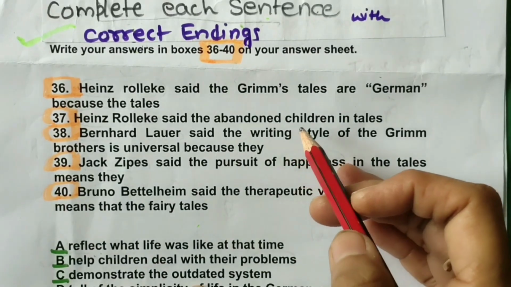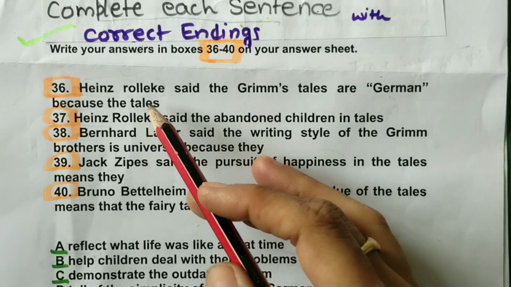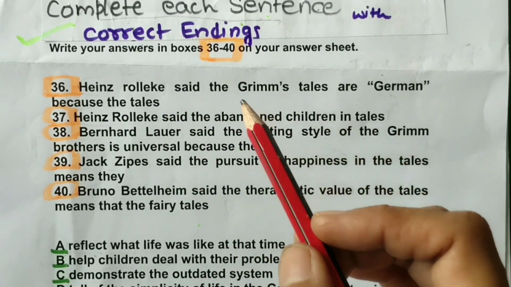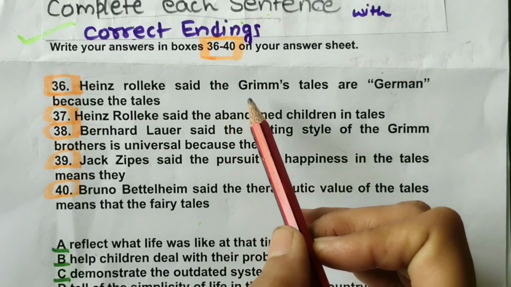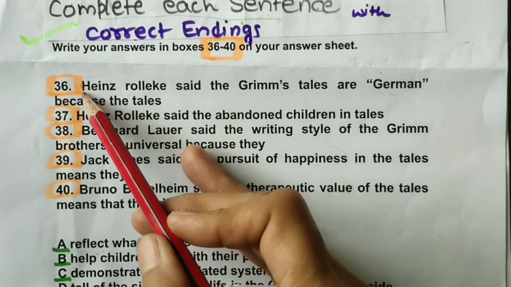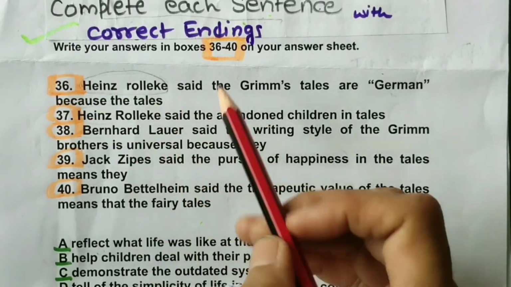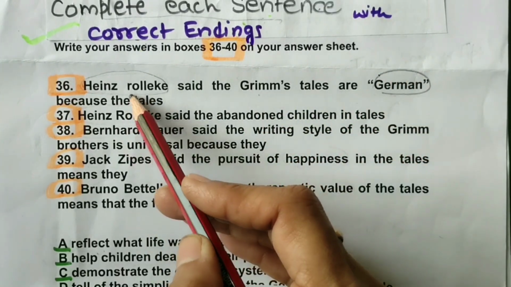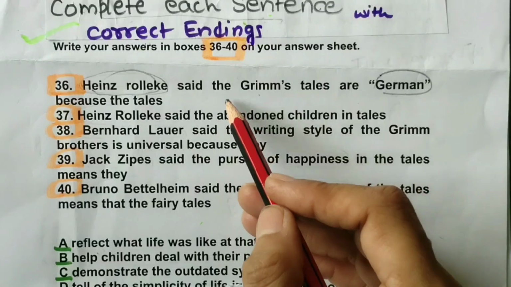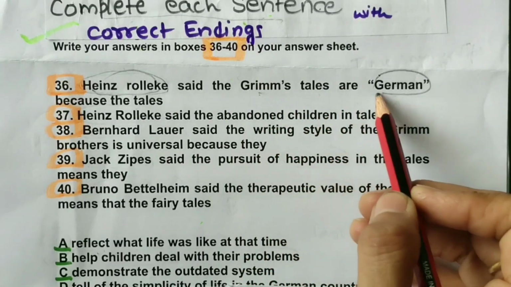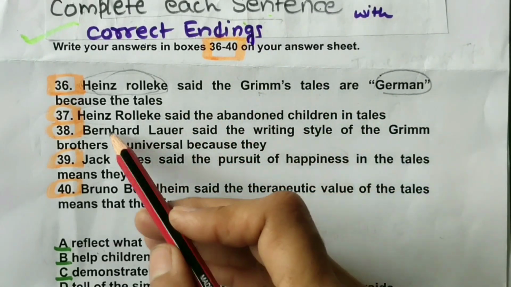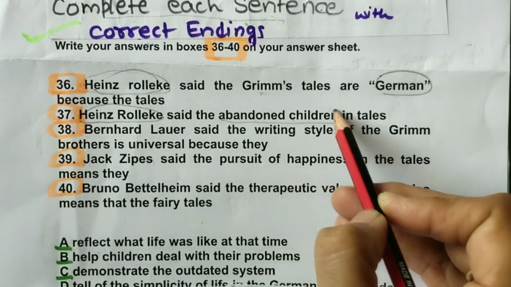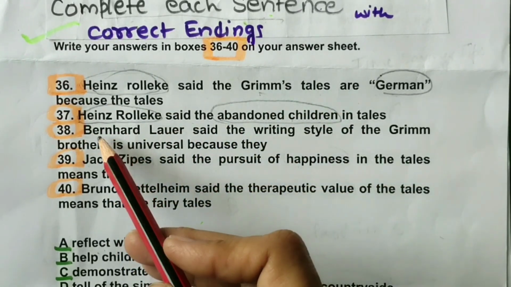So yes, first I will read all the options. I will try to understand its meaning along with keywords. Here keywords are really important. They will play a significant role in finding correct answers. So a person name is there. Said the Grimm's tales are German because the tales. So this person name will take us to the location, and what he is saying, Grimm's tales are German because the tales are something. Hence, again, this same person said the abandoned children. Now, abandoned children is the keyword.